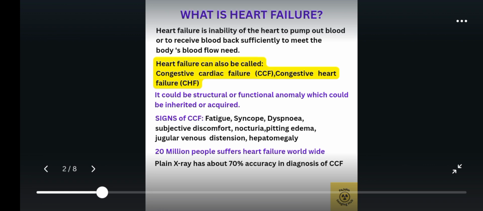It can also be a defect in its function, like the triggering of the heart to beat, which will lead to pumping of the blood. If those mechanisms are faulty, it can lead to heart failure.